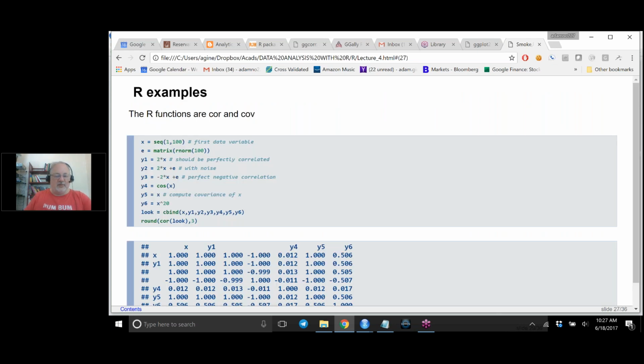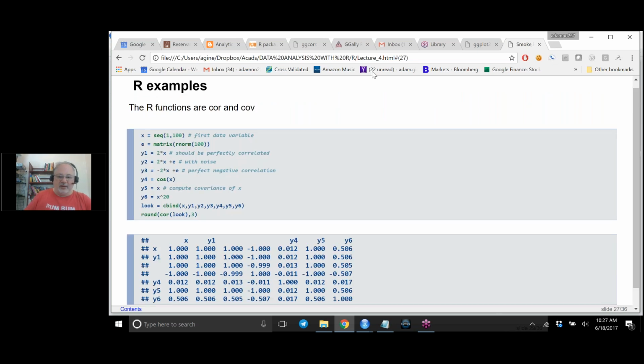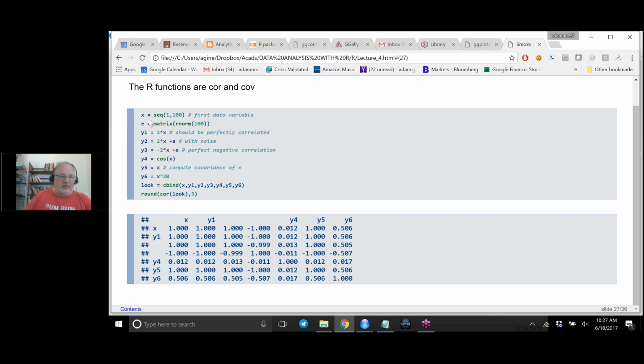So let's do some examples. Let's create a bunch of variables or data sets. I'm just going to have x is 1 through 100. And E is a matrix of noise. rnorm means R normal, so that's 100 normal data points. Remember, if you don't specify, this means mean 0 and standard deviation 1. So this is 100 random values that are distributed with mean 0 and standard deviation 1.